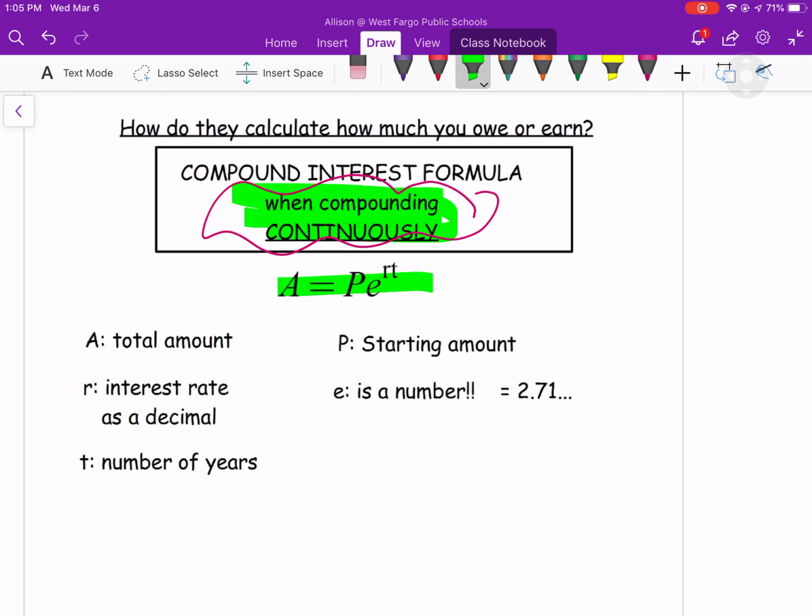Anyway, P still represents the starting value. R is the interest rate. T is the number of years. A is your total amount in the end. The only thing that's different is we have this E in there.